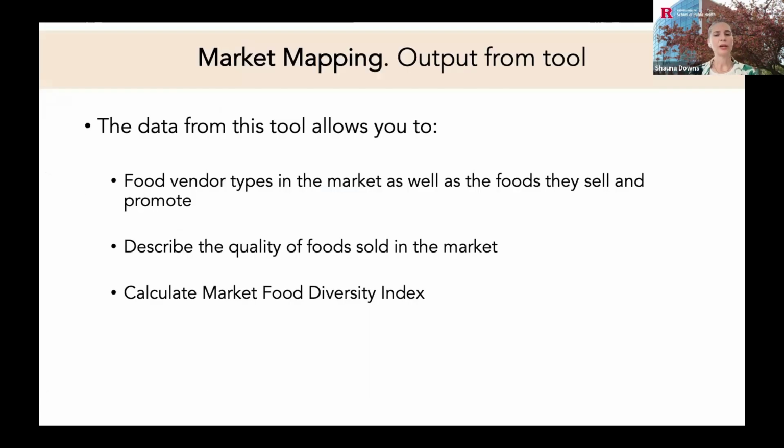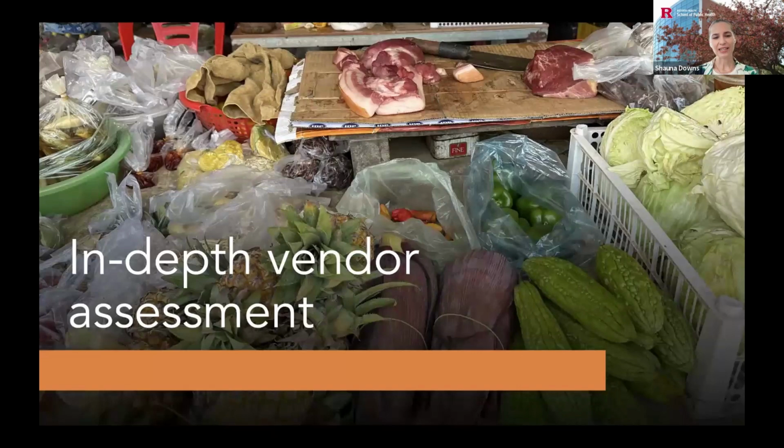In terms of the outputs from the market mapping tool, you have a sense of the food vendor types in the market, as well as the foods they sell and promote. You can describe the quality of food sold, as well as calculate the market food diversity index. This is very similar to the outputs you get from the community food environment mapping tools. Now I will pass it to Vicky, who's going to talk about the in-depth vendor assessment.